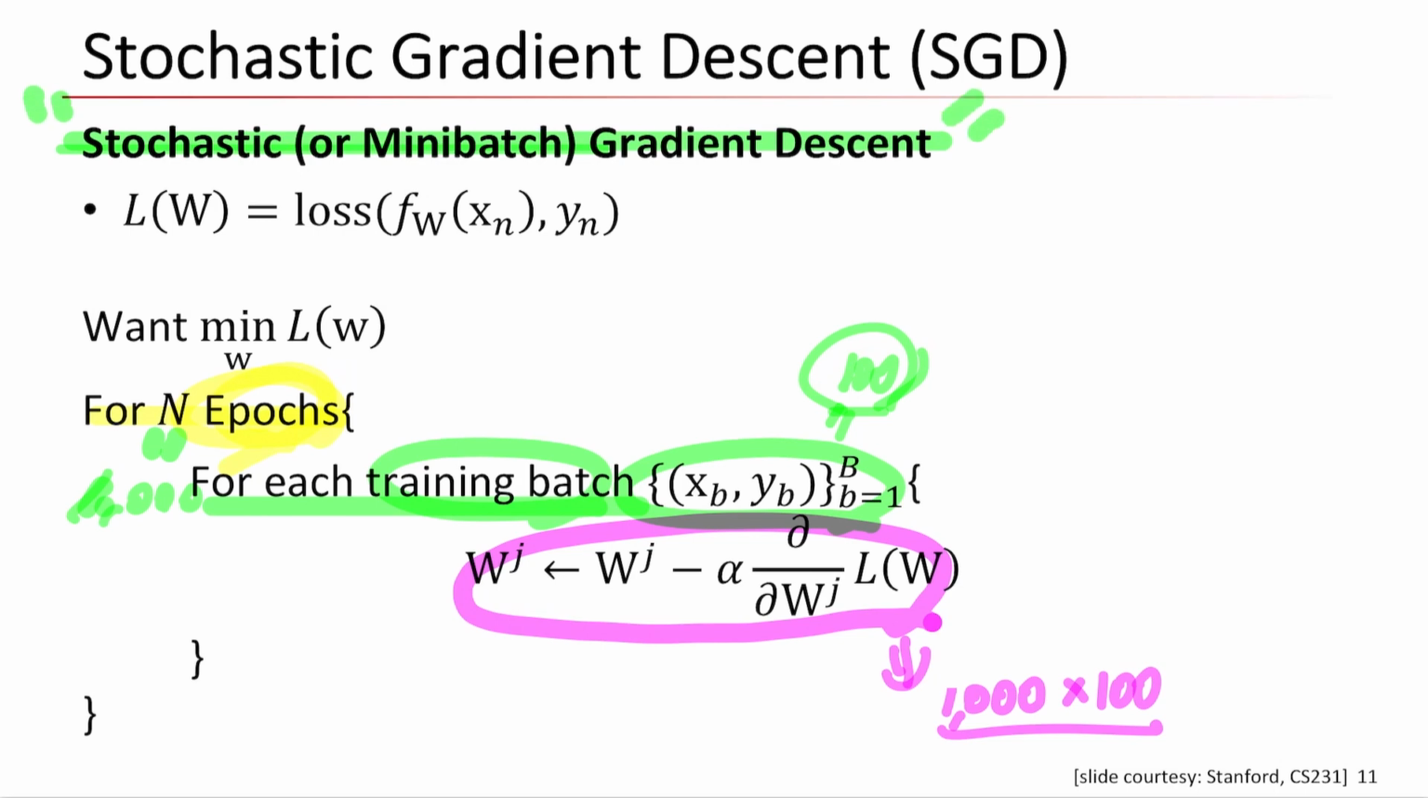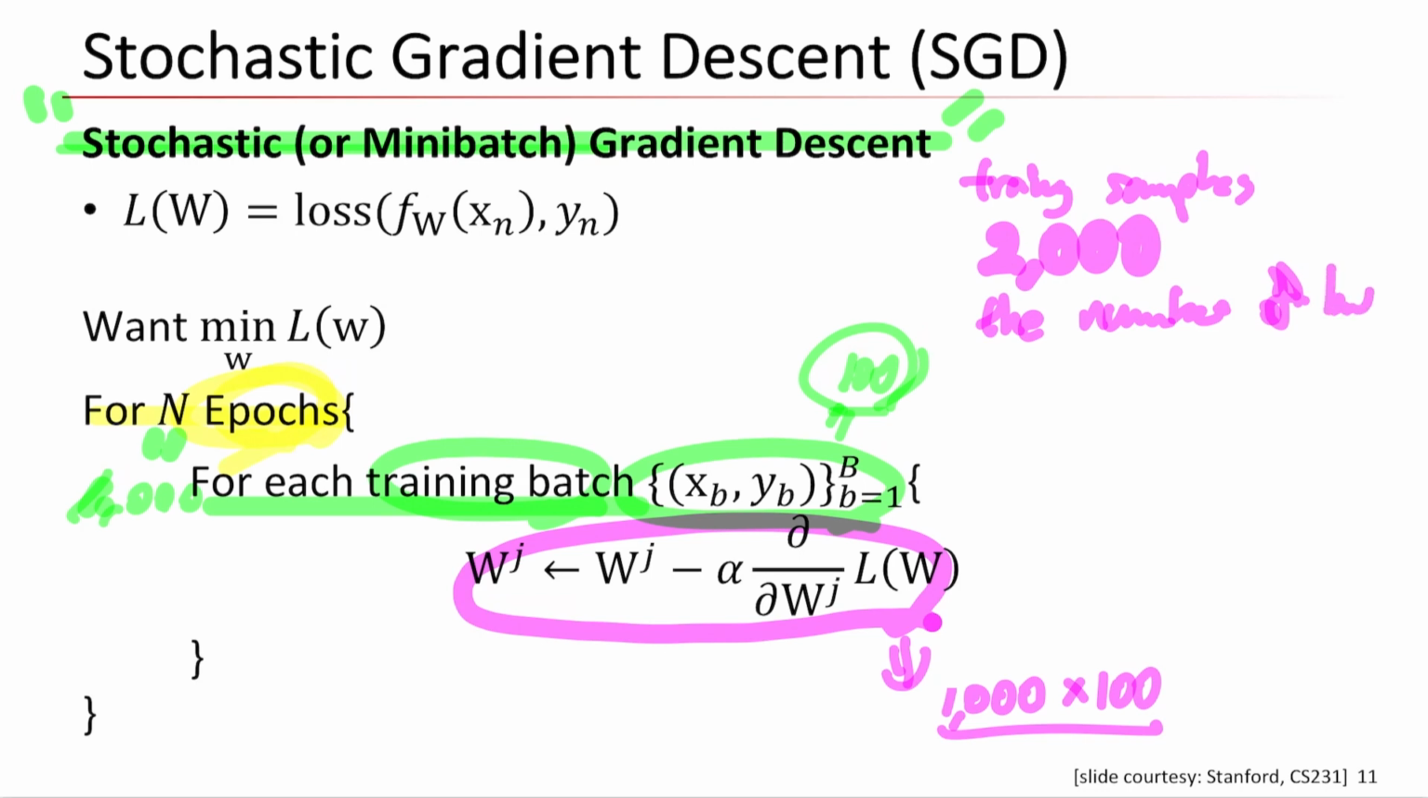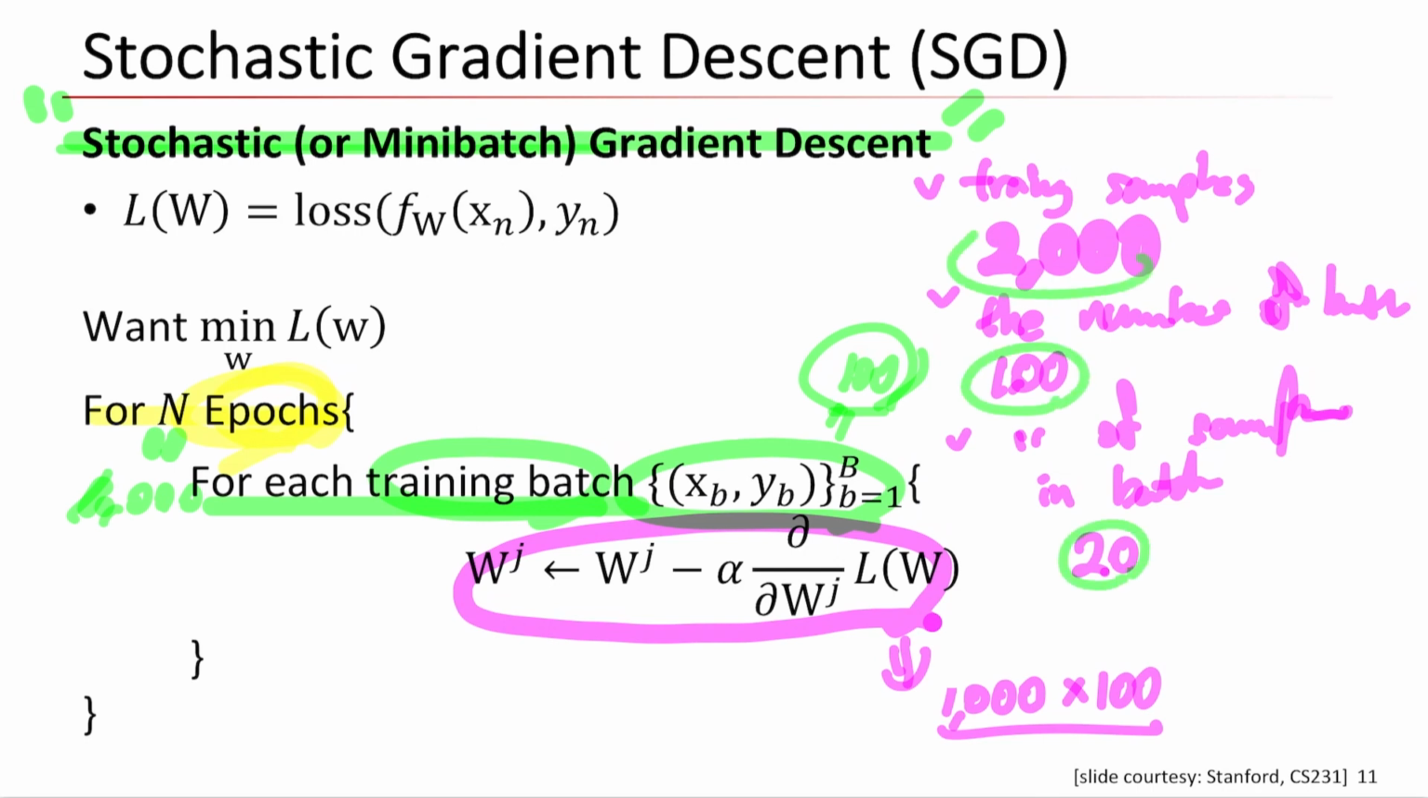By the way, if there are 2,000 training samples and the number of batches is 100, then the number of samples in each batch should be 20, right? Because the number of samples in each batch is determined by the number of training samples and the number of batches. Okay, so this is called the stochastic gradient descent.